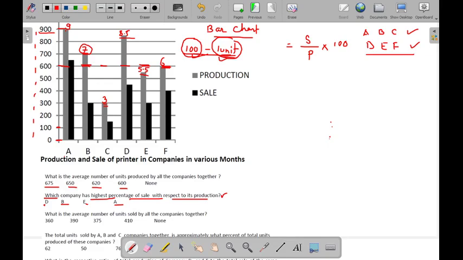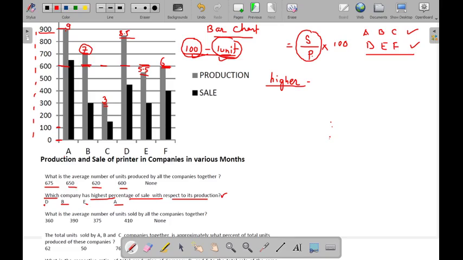This question can be solved orally, just looking at the data. How can we find out this answer looking at the data? For the sale upon production to be higher, or for a fraction, this is basically a fraction, sale upon production, this will give you a fraction value.